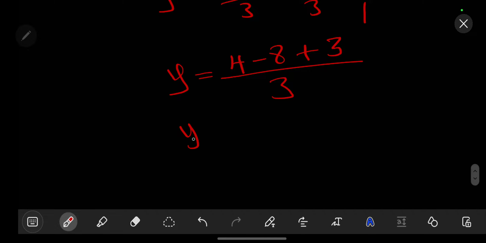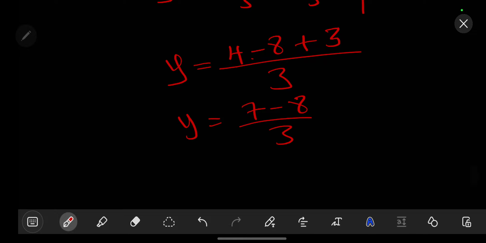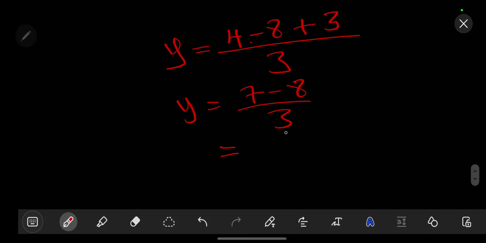Then what we are going to have is y equal to 4 plus 3, sorry, it will be 7 minus 8 over 3. So we are going to end up with negative 1 over 3 like that. So this is the turning point of y at that point. And this value is approximately equal to negative 0.333.